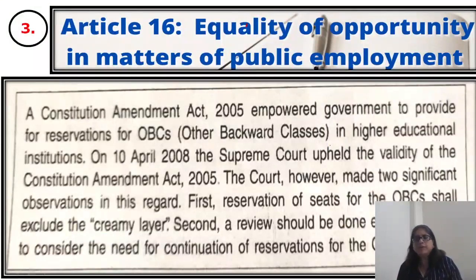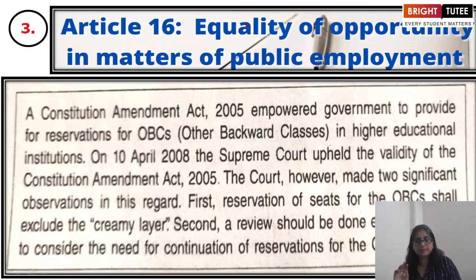Equality of opportunity in matters of public employment. Article 16 provides that there shall be equality of opportunity for all citizens in matters relating to employment or appointment to any office under the state. And this also provides that no citizen shall, on grounds only of religion, race, caste, sex, descent, place of birth, residence, or any of them, be eligible for or discriminated against in respect of any employment or office under the state.